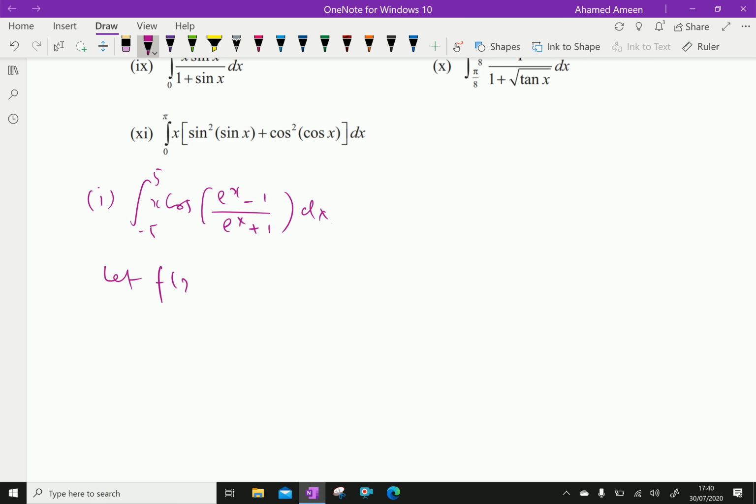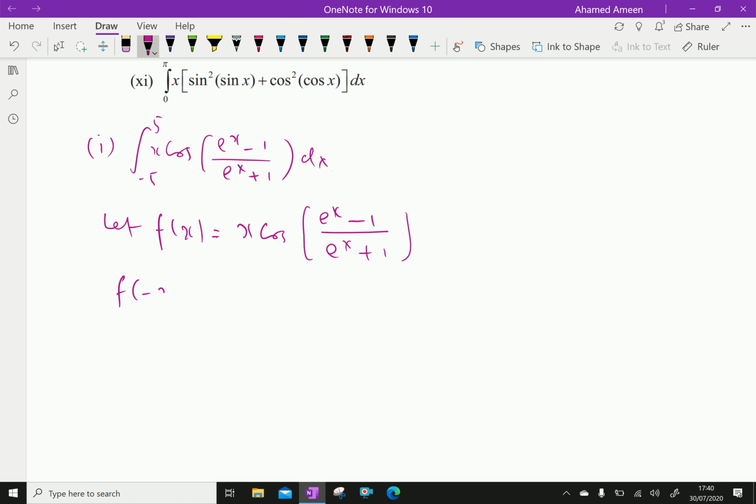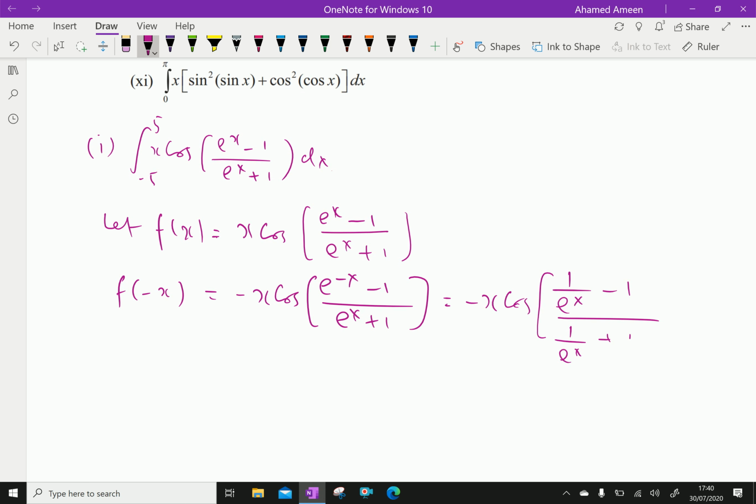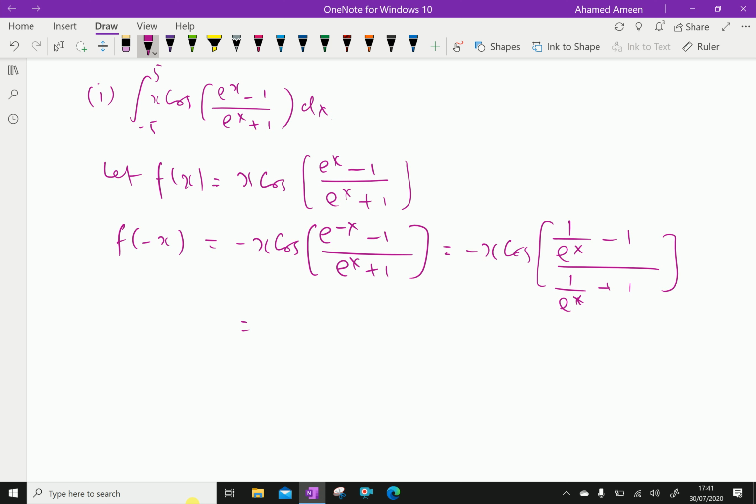Let f of x be x cos of (e power x minus 1 over e power x plus 1). Then f of minus x, instead of plus x you have to substitute minus x, so minus x cos of (e power minus x minus 1 over e power minus x plus 1), which is equal to minus x cos of (1 over e power x minus 1 over 1 over e power x plus 1). Which is equal to minus x cos of, here e power x is the LCM in numerator and denominator, so it cuts, so it becomes (1 minus e power x over 1 plus e power x).